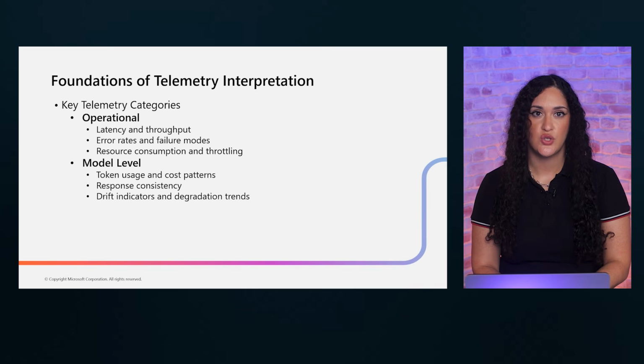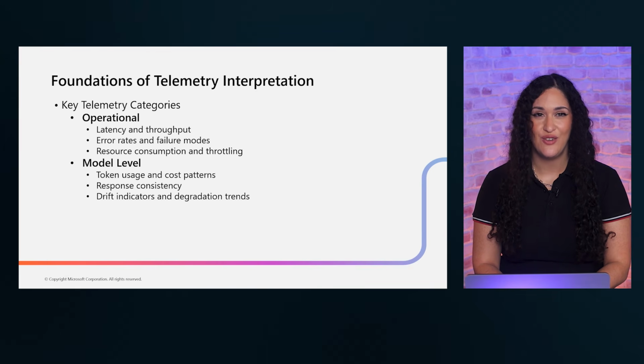Model-level telemetry tracks token usage and cost patterns, response consistency, and drift indicators and degradation trends. This tells you whether the AI model itself is behaving well. These 2 categories are your technical foundation.